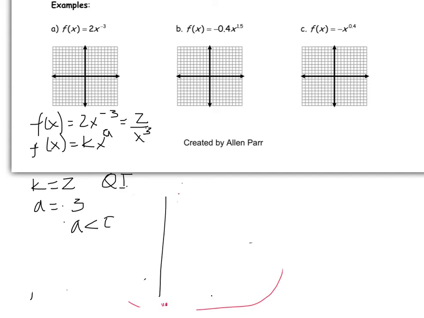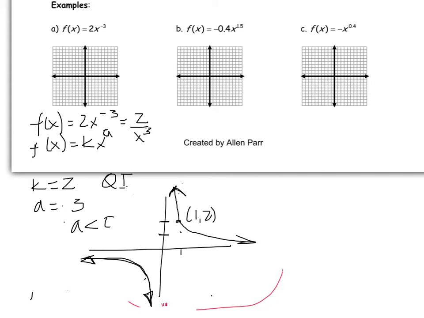Okay, so here it goes through the point (1, 2). It's going to look like that of a rational function. Because it's an odd function, it's going to reflect over here. So this is how you graph it, and this is the point (1, 2). So this is what this graph looks like. I don't know why I'm making this look so ugly, but whatever.